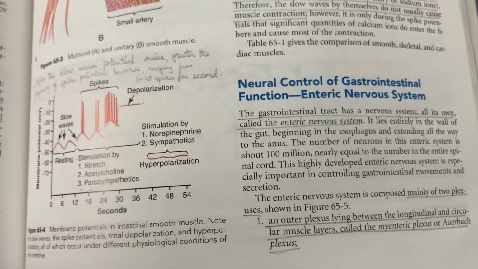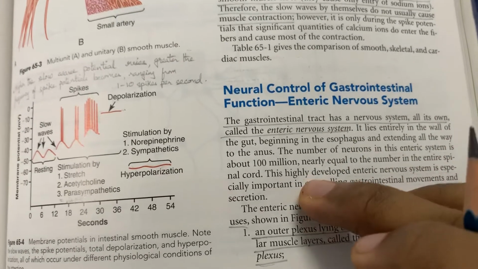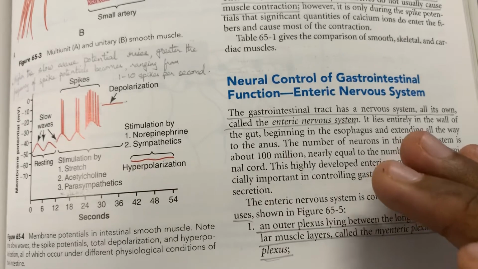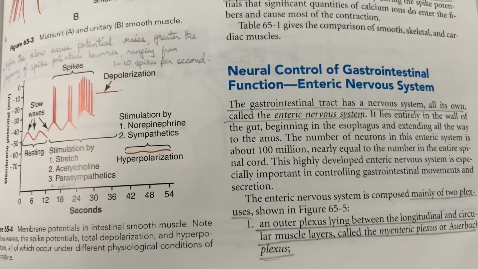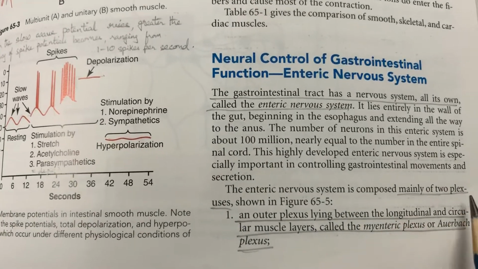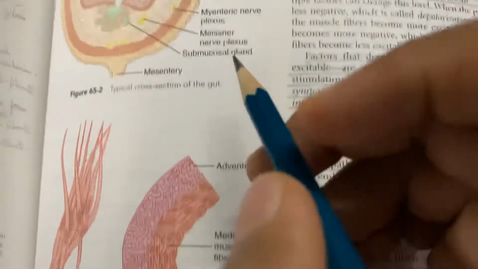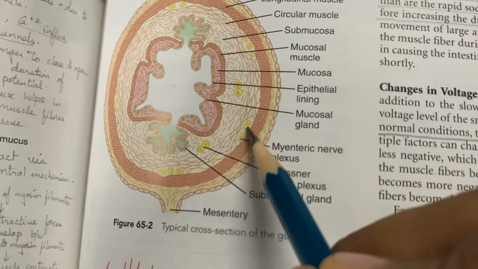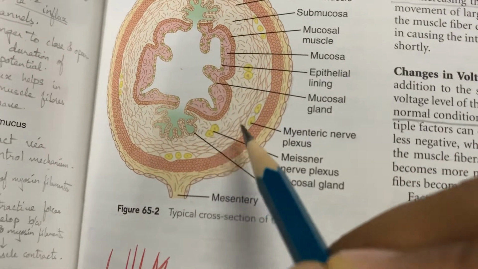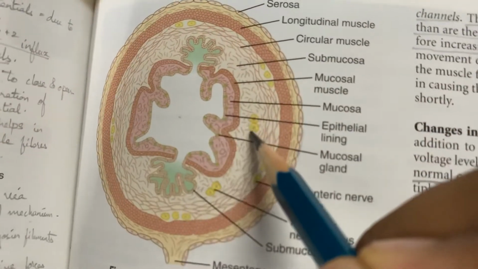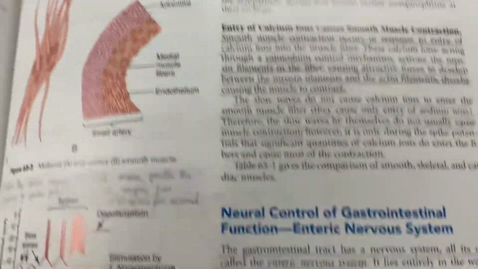Okay. And then what is neural control of gastrointestinal function? We have an enteric nervous system in the gastrointestinal tract. It is a nervous system of the gastrointestinal tract's own. It is comprised of two plexuses. One is the myenteric or the Auerbach's plexus that lies between the longitudinal and circular muscle fibers. Okay, you can see here. The other is the submucosal plexus, in the submucosa. It is called the Meissner's nerve plexus.